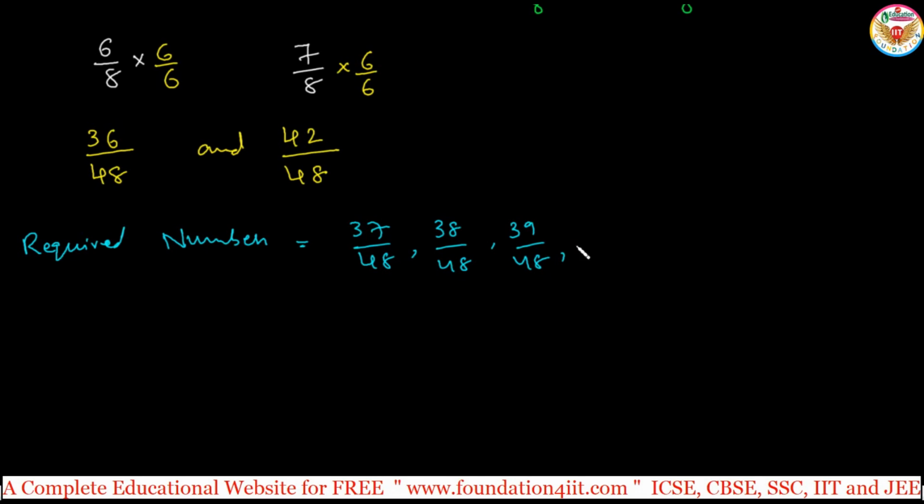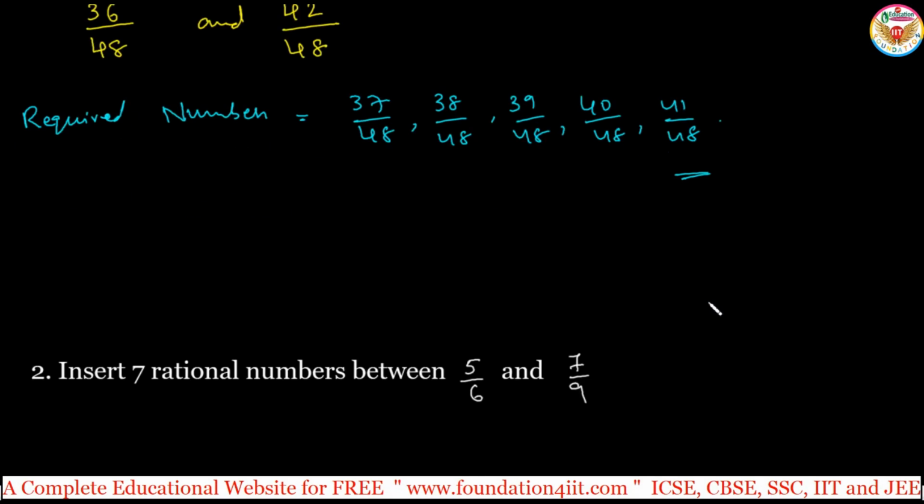39 by 48, 40 by 48, 41 by 48. Yes, so 1, 2, 3, 4, 5. So accurately we are getting, right? Between 36 by 48 and 42 by 48 we can take directly. No need of doing adding and divide by 2 or the a plus c by b plus d formula. Instead of that, directly these are the required 5 numbers between them. Right, let us see one more example to get a clearer idea.